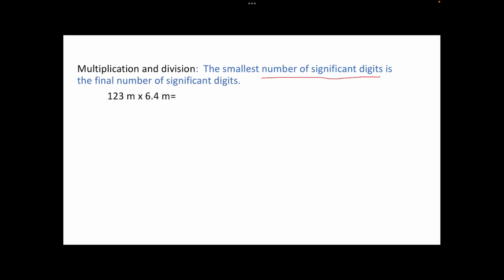So let's look at our example here. We have 123 meters times 6.4 meters. If we plug this into our calculator, we get 787.2 meters. Now this one has 1, 2, 3 significant digits. This one has 2. So we have to just round this to 2 significant digits, which is just keeping these 2 numbers there. We're rounding to here, so this 7 is going to bump the 8 up to 9. So 790 meters would be the final answer.